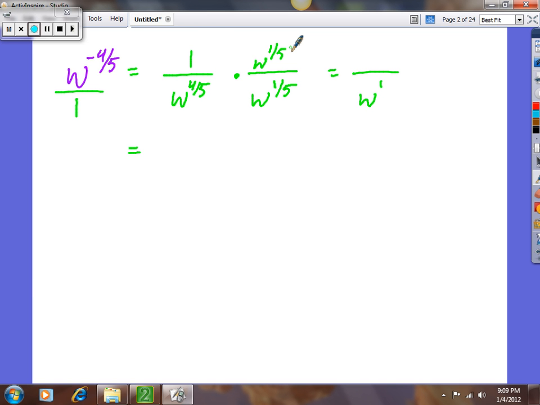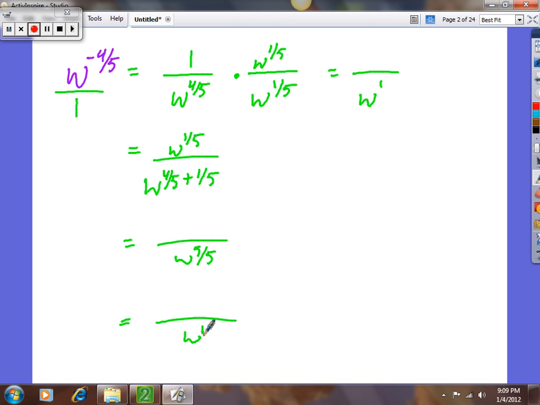Alright, if I multiply my top, 1 times w to the 1/5 is just w to the 1/5. On the bottom, w to the 4/5, you add your exponents, plus 1/5 equals w to the 5/5, and that is just w to the 1. So I've cleverly come up with a way to get rid of my exponent. Now the numerator, the whole time, is just going to be w to the 1/5. W to the 1/5, and you're done. That is your answer.